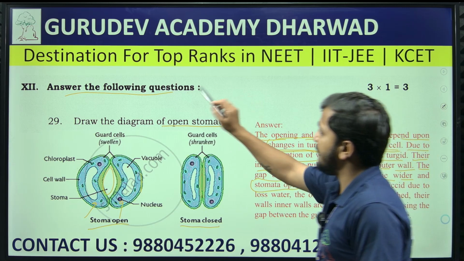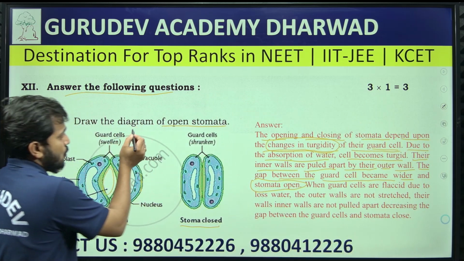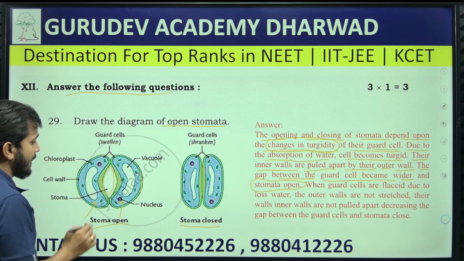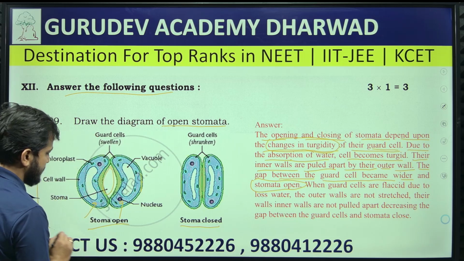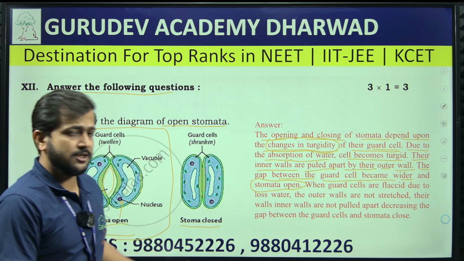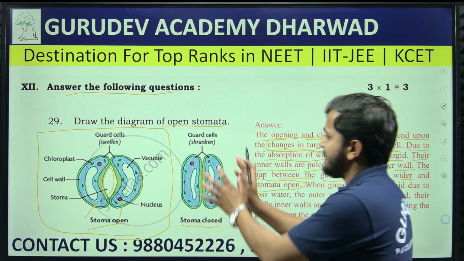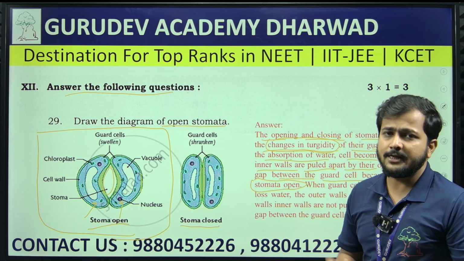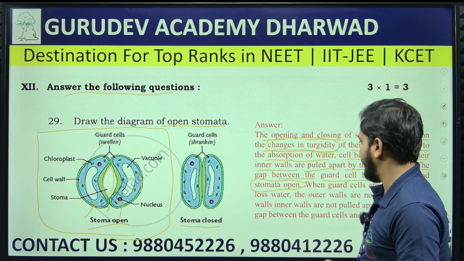So for this question, draw a diagram of open stomata. What you have to draw is this diagram itself, which is necessary, right? So this much is enough. Only the mechanism of how it is going to open and how it is going to close is what we have explained here, right?